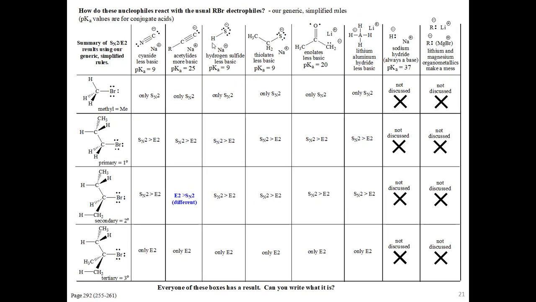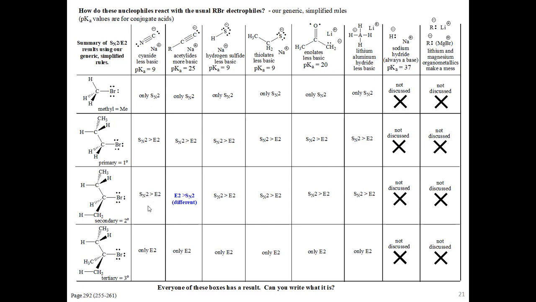If we look at these anions here, notice I'm comparing the two triple bond carbanions. The cyanide, pretty stable, low pKa for the acid. So it's going to be well behaved at the secondary center. We see mostly SN2. Everything, of course, for methyl is SN2. And everything at primary is mostly SN2 over E2, except for T-butoxide.